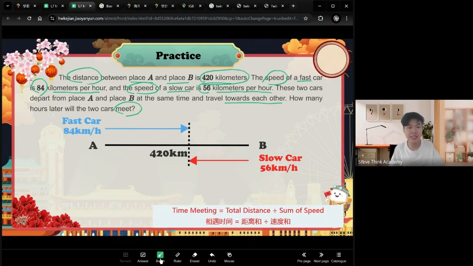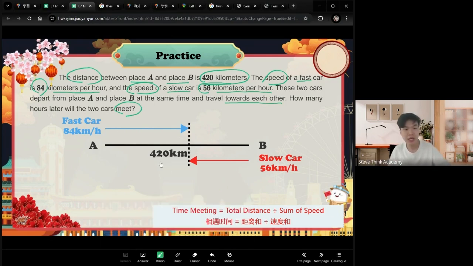And the question is asking for the time. How many hours does it take for them to meet each other? You see, A travels 1 hour, B also travels 1 hour. A travels 2 hours, B also travels 2 hours. Because the time starts at the same time, we just need to look for the time traveled by each car. How do we find the time? If you want to look for time, we use distance divided by speed.